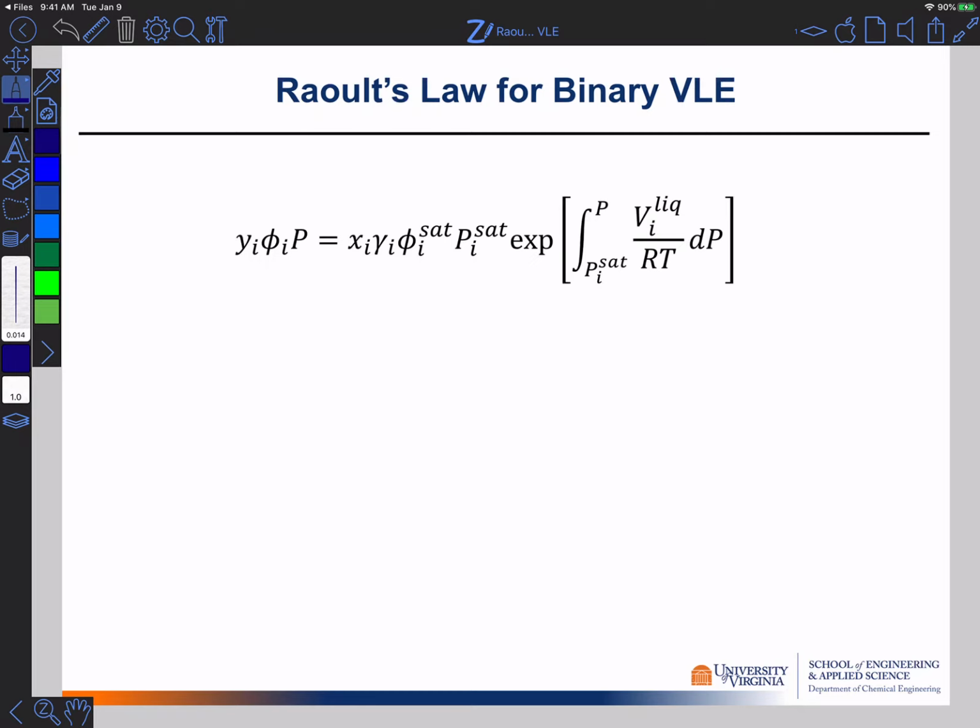And so we've talked a little bit about this particular equation in terms of our equilibrium criterion. The left-hand side is the fugacity in the vapor phase, and the right-hand side is our fugacity in the liquid phase. If we couple this with the fact that the temperature in the vapor is equal to the temperature in the liquid, and the pressure in the vapor is equal to the pressure in the liquid, then we have our equilibrium criteria that we've talked about before.